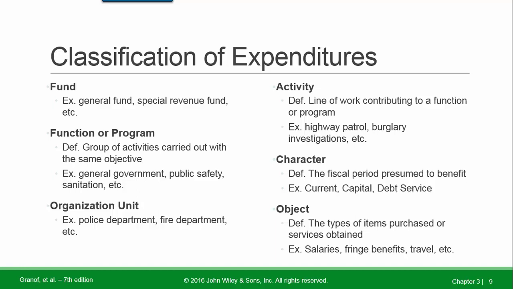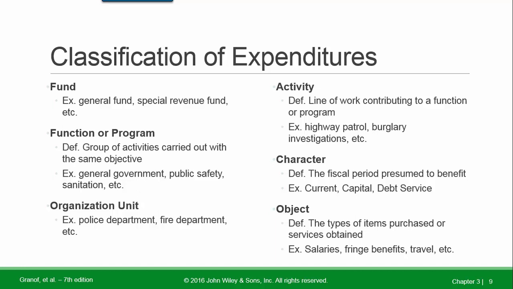Next, we look at the character. The definition, the fiscal period presumed to benefit. Is it benefiting the current fiscal year? Is it a capital expenditure? Or is it a debt service expenditure? What's the character? And last, we look at the object.